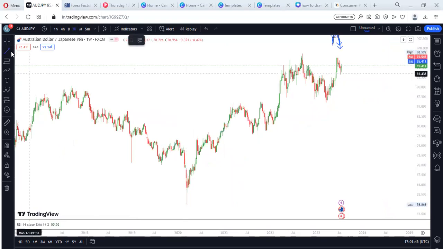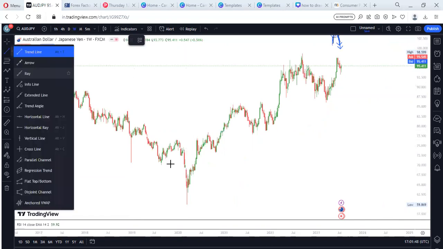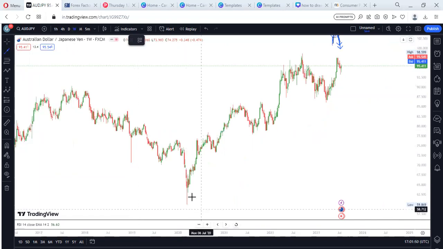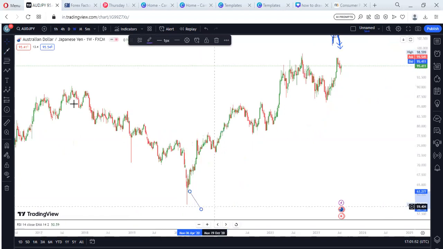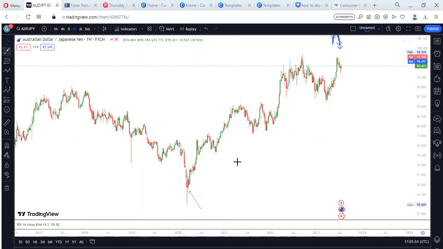Now, note, this is a peak right here. And we have another peak right here. We have another peak right here, right? So these are swing lows. These are swing lows. These are swing lows.